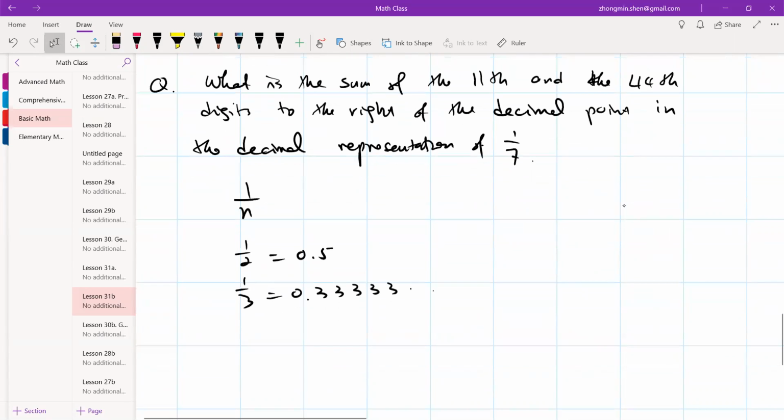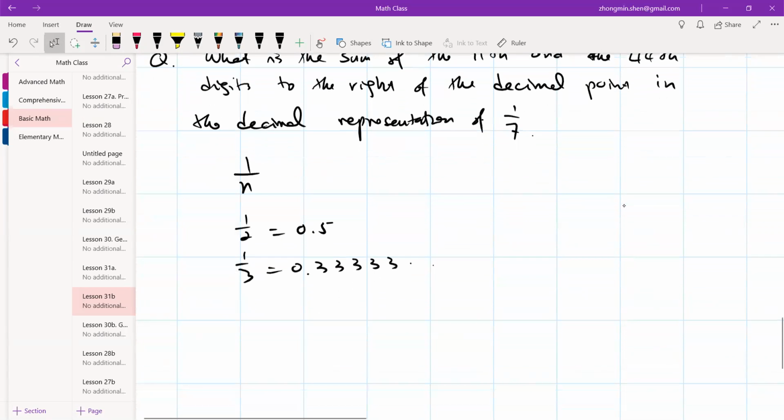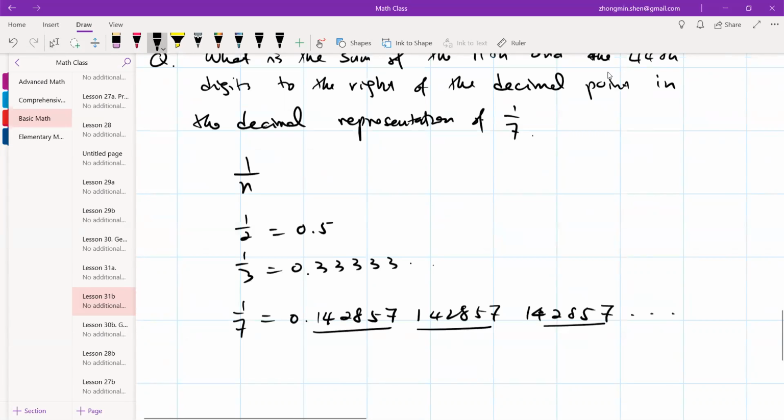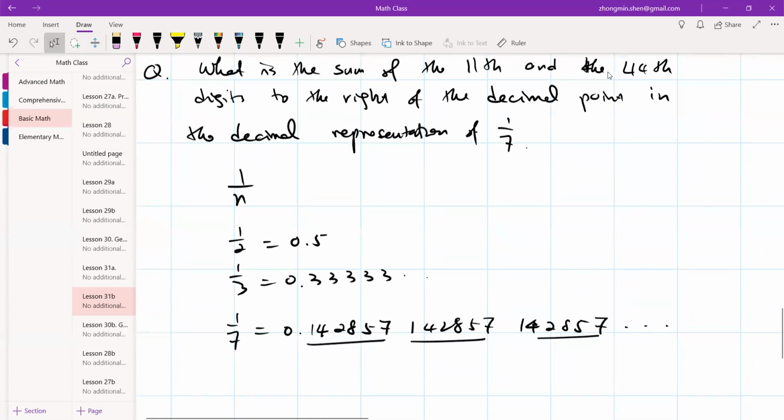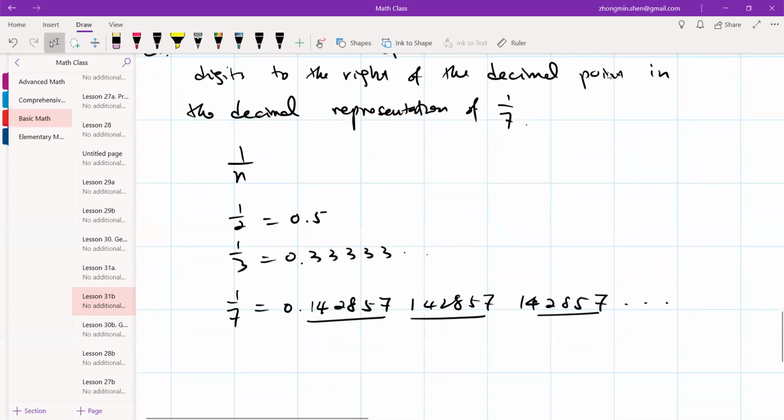Okay, and then you can look at the 7. Now you're supposed to use a calculator, right? So when you look at the 7, you use a calculator, you get 1, 4, 2, 8, 5, 7. Wow, it's not terminating. Then you see 1, 4, 2, 8, 5, 7 again. So those 6 digits are repeating. Okay. So now it's clear that you can find the 11th digit and the 44th digit, right? So once you see the pattern, then you can get the 11th digit and the 44th digit.